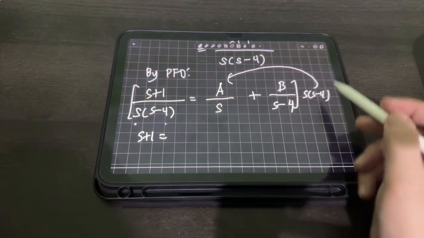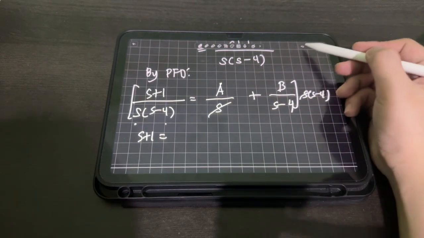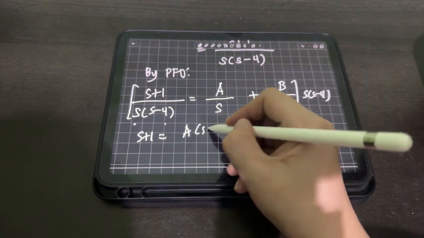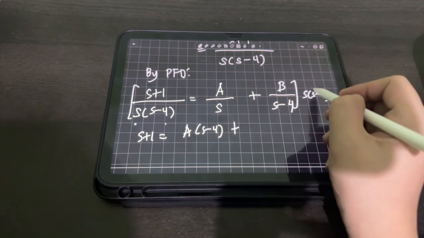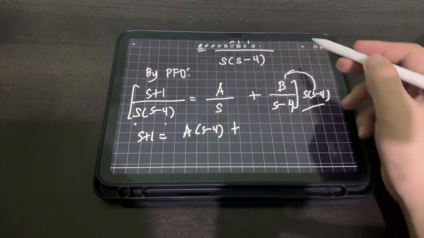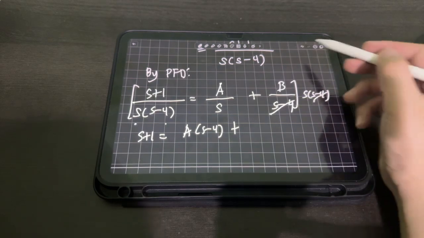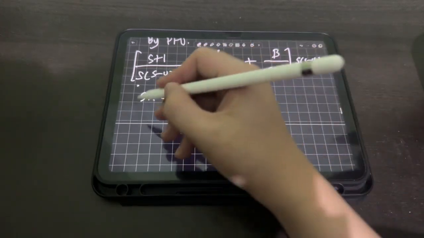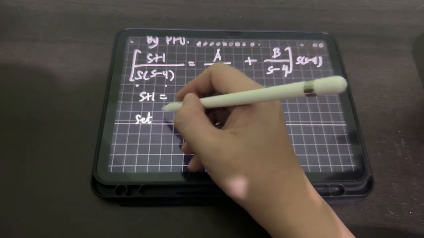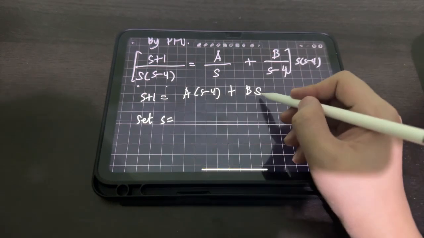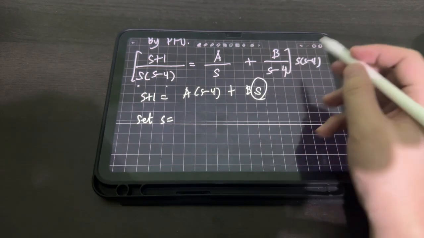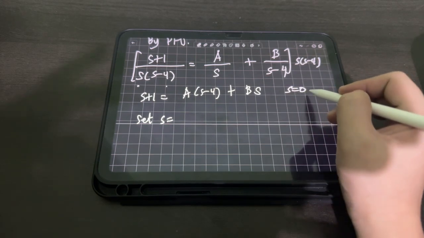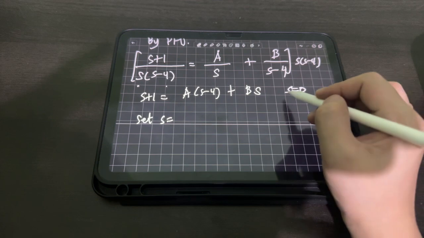Multiply A over S by the LCD, cancel out the S, and we are left with A times S minus 4. How about B over S minus 4? Multiply by the LCD, cancel out the S minus 4, and we are left with B times S. Okay, by the cover-up method again, if you want to solve for A first, set S to what? Look at the factors of B, which is S, equated to 0. Solve for S; it's already solved, S is equal to 0.